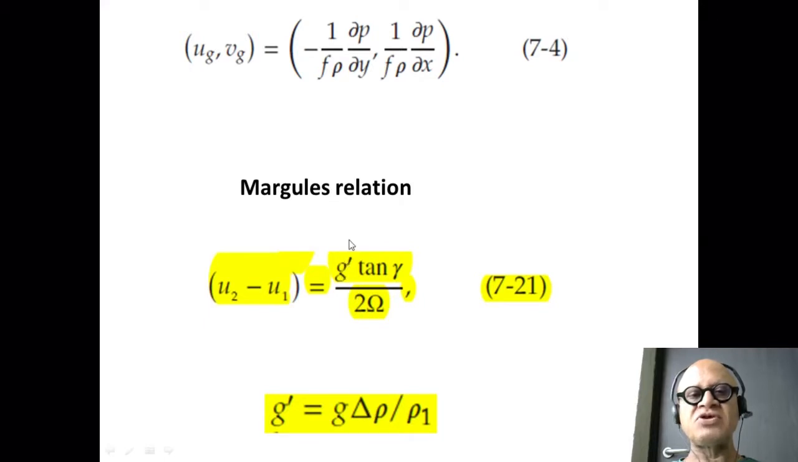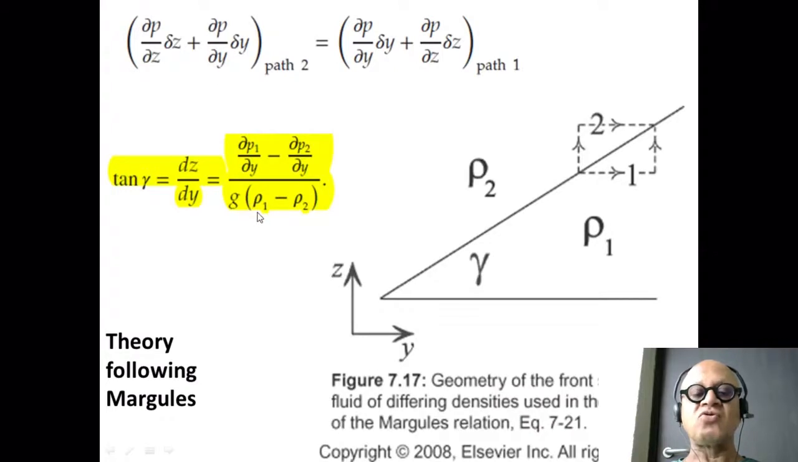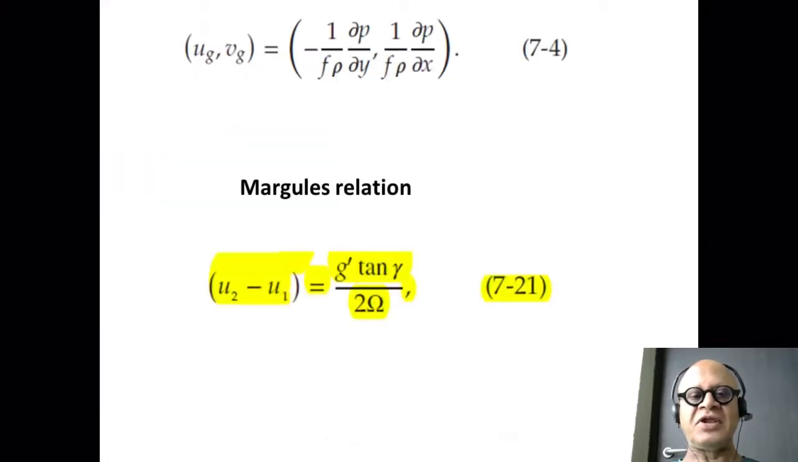So g prime here is g delta rho over rho 1, so it is rho 2 minus rho 1 divided by rho 1, or rho 1 minus rho 2 divided by rho 1. So we are just converting this into g delta rho over rho, and we are converting this into geostrophic relation. Okay, so u2 minus u1, both sides are geostrophic, so you have that in terms of the reduced gravity, tan gamma over 2 omega. Why does reduced gravity always show up?